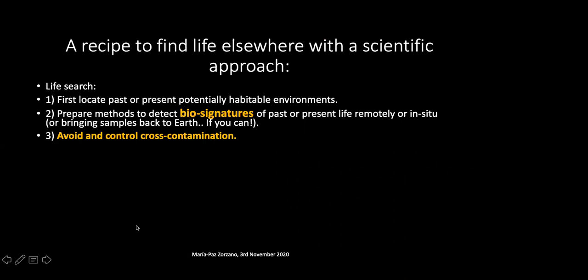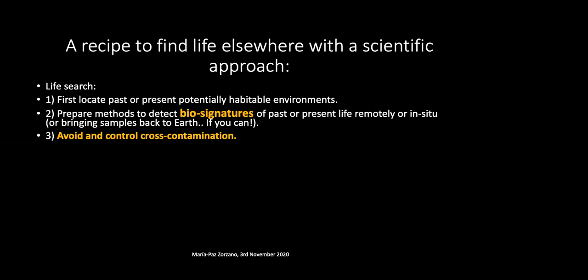So to sum up, in our search for alien life, we have learned that first we have to locate a habitable environment. We cannot just put our instruments searching for life everywhere in the universe. We can narrow down our targets of investigation by using remote sensing observations, modeling, and so forth. And once you know where to look, you are going to prepare methods on Earth with analog studies or with laboratory studies of what kind of biosignatures we would be looking for.